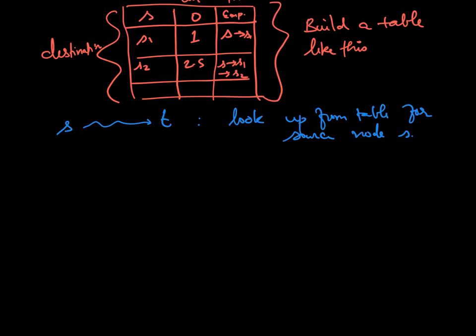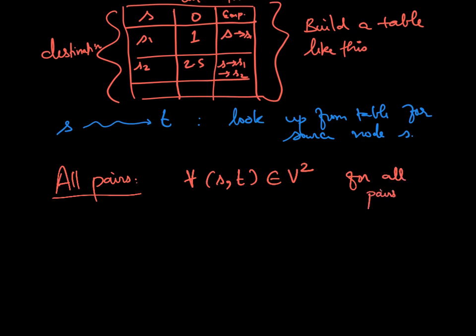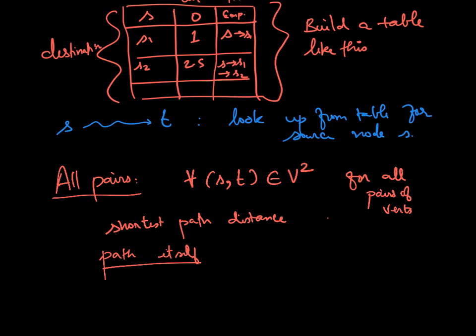The other kind of problems are called all pairs. Here, I want to compute for all pairs of vertices the shortest path distance, and I want to compute the shortest path itself. Now, obviously, this is going to be more expensive than what? Than single source, right? It's going to be way more expensive than single source, but we will look at it next week. All right. So this week we are going to look at single source.